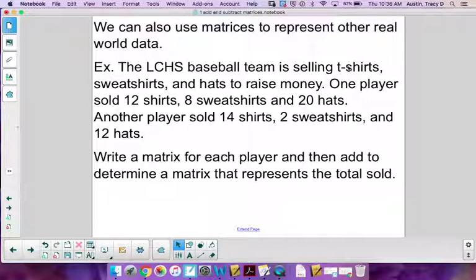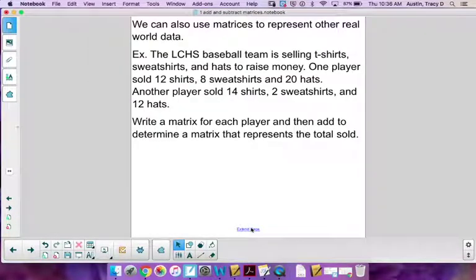Okay, so they're selling t-shirts, sweatshirts, and hats. One player sold 12, 8, and 20, and another one sold 14, 2, and 12. Now, the only thing on this, as far as writing the matrix, is that we have to decide which way we want to write it, and we have to make sure we label it, okay? Because if you don't label it, then nobody knows what in the world you're talking about.